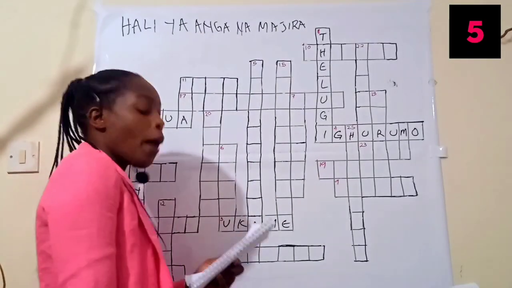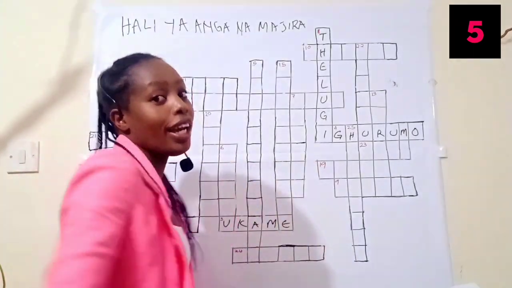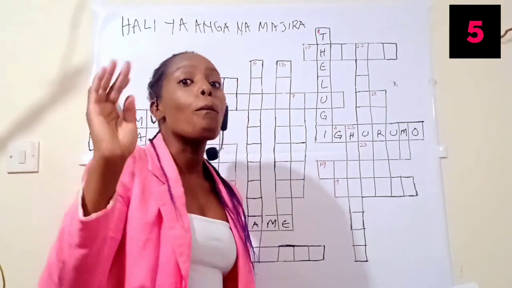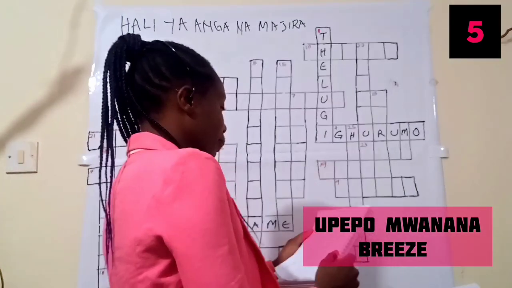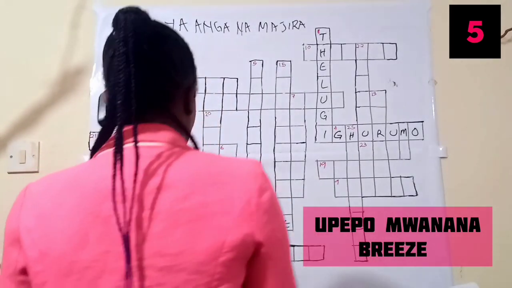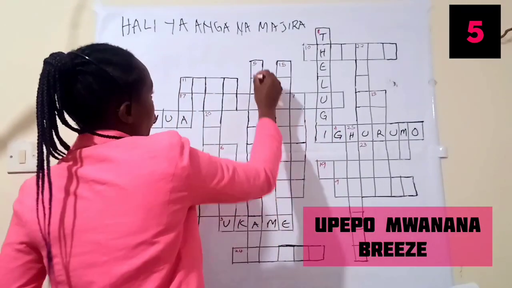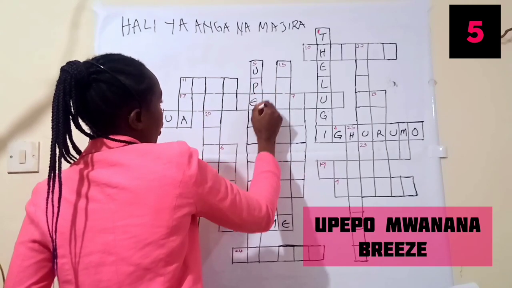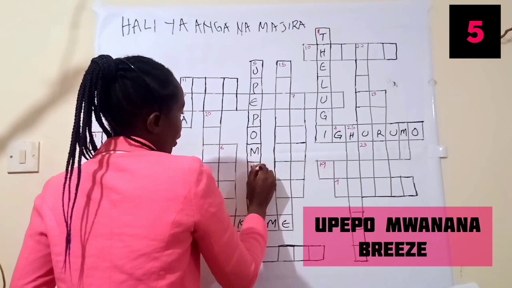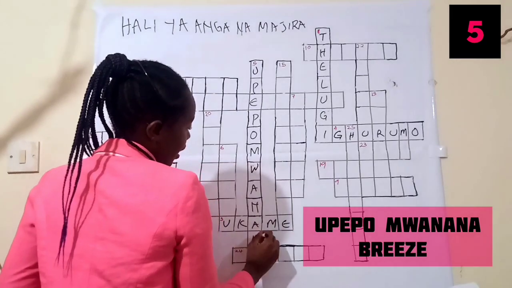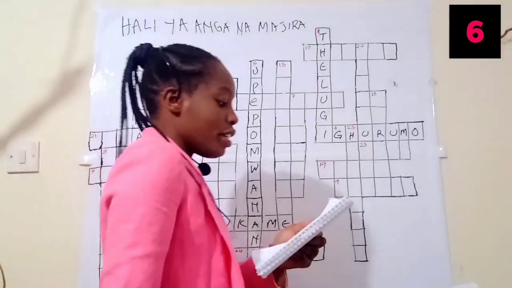Our fifth word is a cool breeze. What is a cool breeze in Swahili? A cool breeze in Swahili is upepo mwanana. So that is number five. Where is number five? Oh, here. Upepo mwanana. Cool breeze.